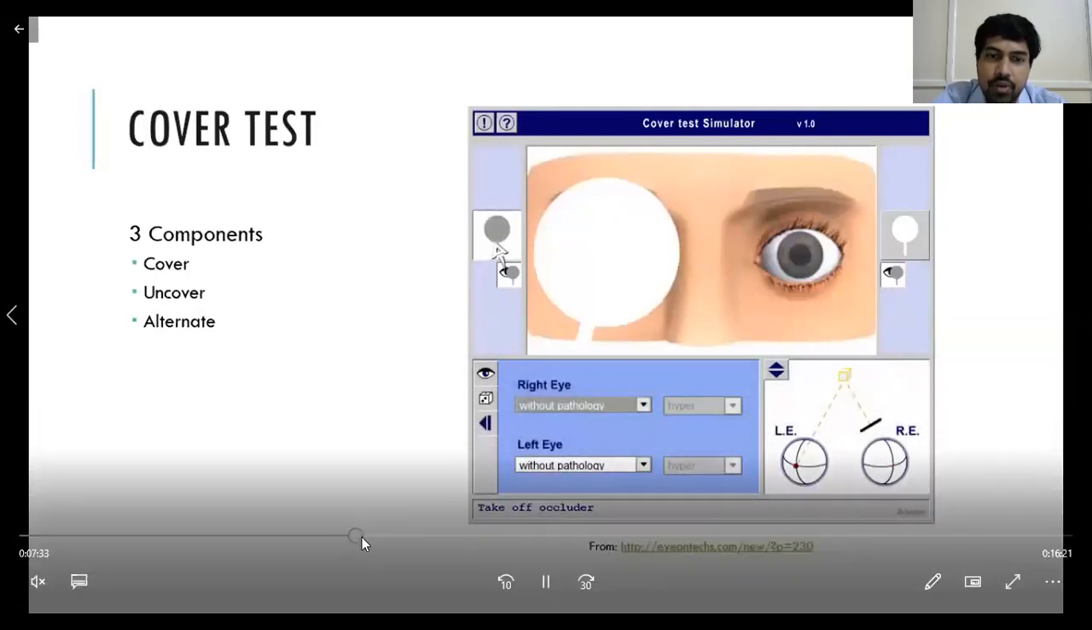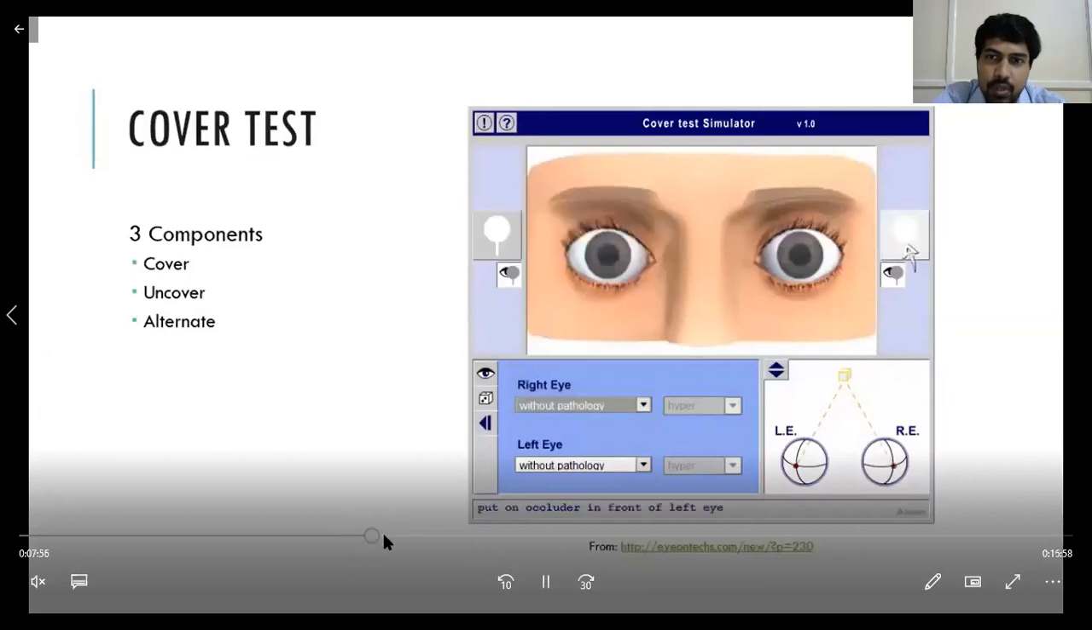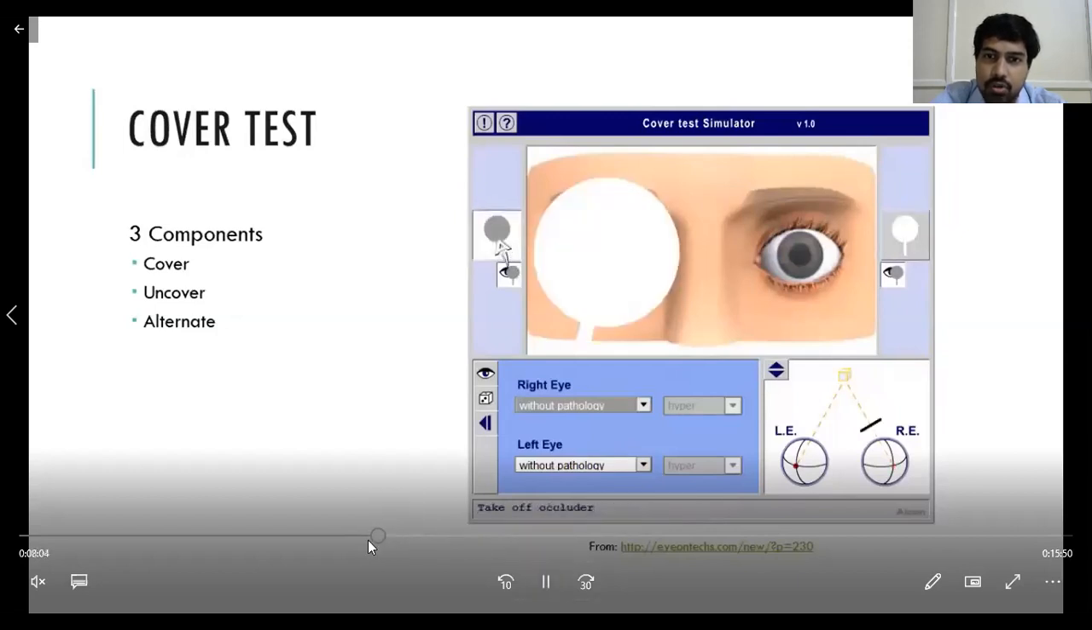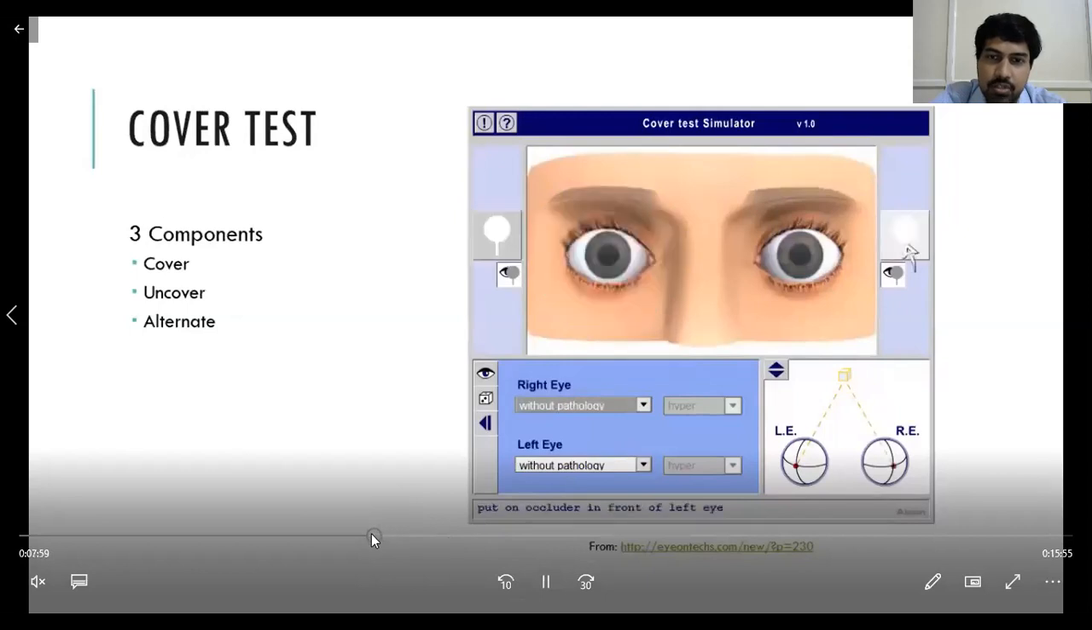The same test you will repeat for the other eye also. See, for the left eye also you repeat. So both the eyes are normal here. Now you don't know whether there is any latent squint, heterophoria, or not. So here what you do is you occlude one eye and you see whether there is any movement in the other eye or not. There is no movement. Everything is perfect, so there is no squint.